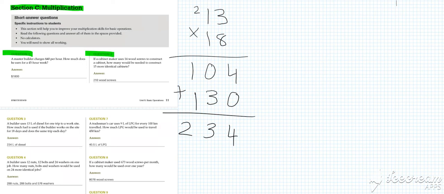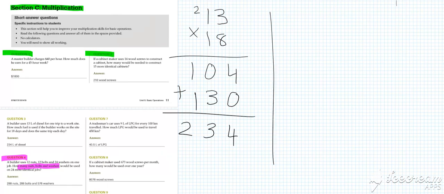For question 4, I've got 12 nuts, 12 bolts, 24 washers on one job. How many nuts, bolts, and washers would be used on 24 more identical jobs? So just watch out for this question, because what they're saying is all of those together for 24 more jobs.